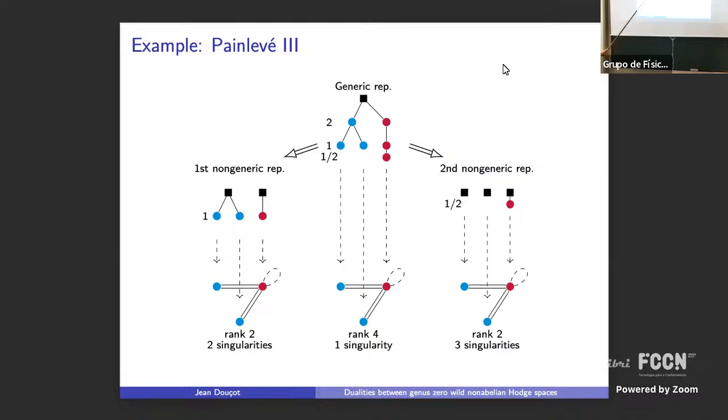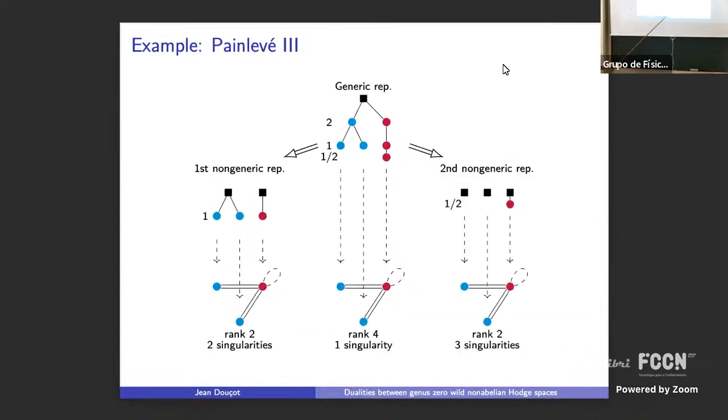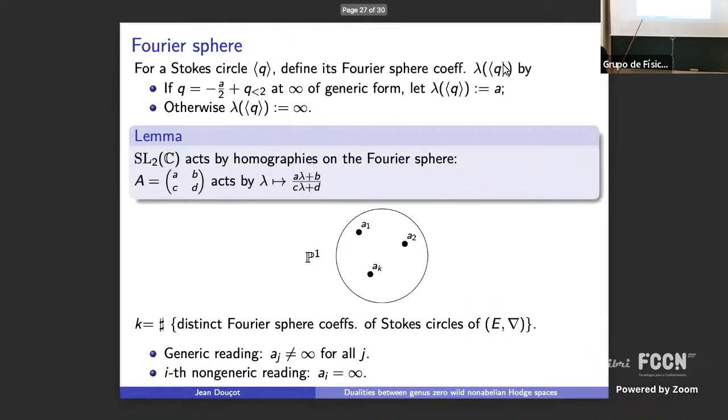And from this generic reading, I can reconstruct the other fission forests. I can reconstruct a lot of information, for example, the rank and the number of singularities. What I skipped is that I can have an explicit description, an explicit statement for this rank, number of singularities, and some information. You can really get the fission forest of all the representations starting from the generic one.